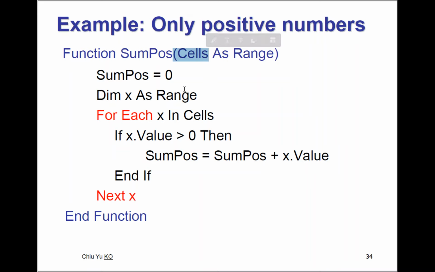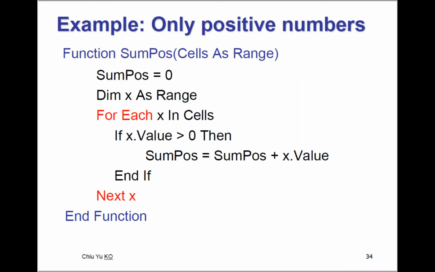I go through all the values in the cells in the range. Then whenever a value is positive, add it up. Here I have bigger than 0, or equal to 0 doesn't matter because 0 means nothing. So that's why it's bigger than 0. And then I sum up all positive values, and that's the function.